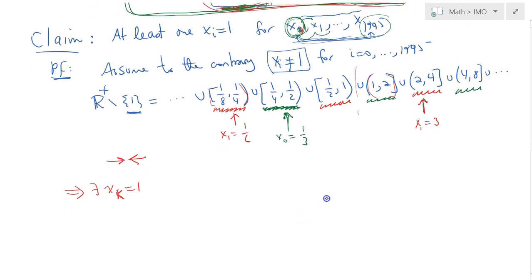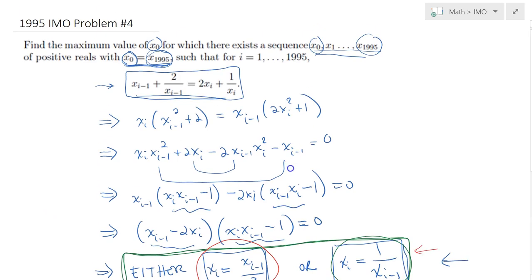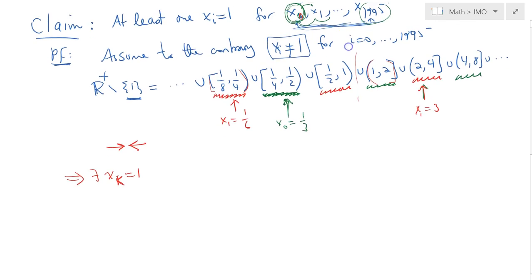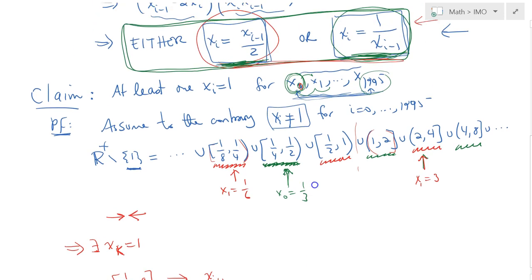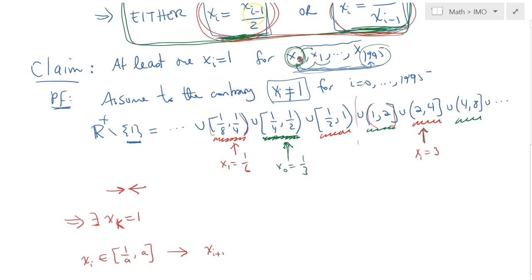Now in fact, this gives us a huge idea on how to approach the problem and find the optimization that we need, and we need to find the maximum value of x sub 0. By noticing that, for example, if x sub i is part of an interval, let's say this closed interval from 1 over a to a, then it implies that x sub i plus 1, regardless of the equation you pick, would definitely be at least 1 over 2a. So 1 over 2a is the worst thing that can happen.